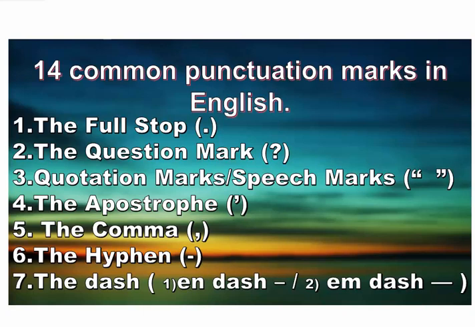Now let's see what are the common punctuation marks in English. First one is full stop. Second, the question mark. Third, quotation marks or speech marks. Fourth one, apostrophe. Fifth one, the comma. Sixth one, the hyphen. Seventh one, the dash.